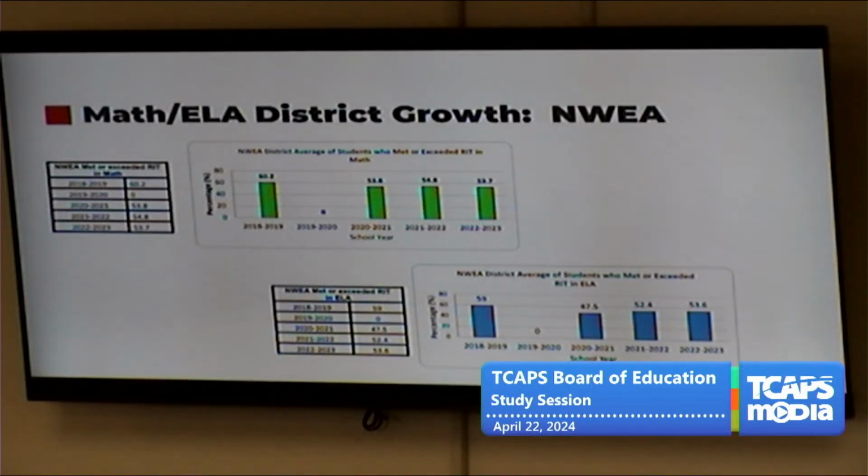And similarly with the ELA, you'll see in 18-19, we're at 59% of students meeting their projected growth in reading, and then that really dropped pretty significantly, 11.5 points down to 47.5% of students in 2020-2021, and then rebounding to 52.4 and then 53.6%. Interesting, both ELA and math being within 1/10 of a percentage point in terms of the percentage of students who are meeting that projected growth.